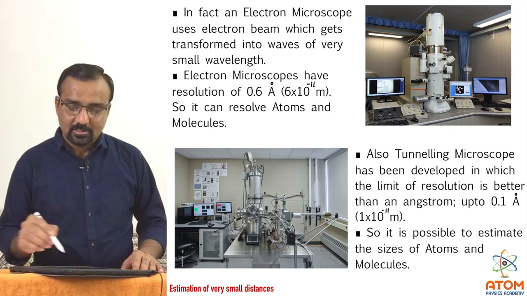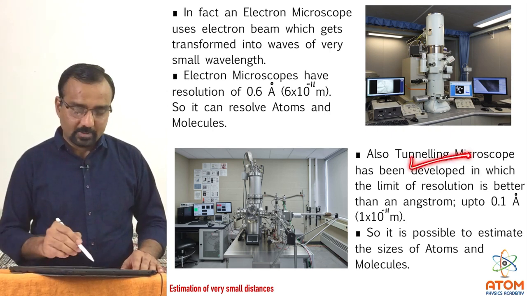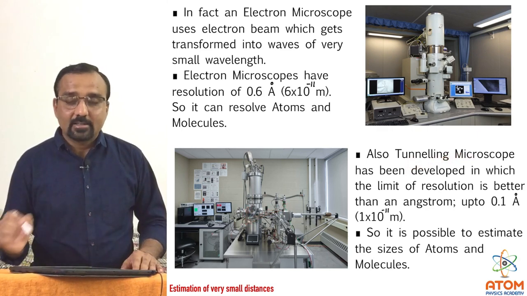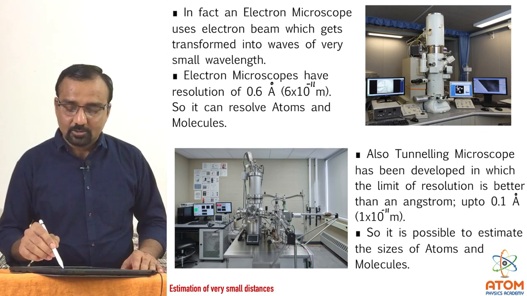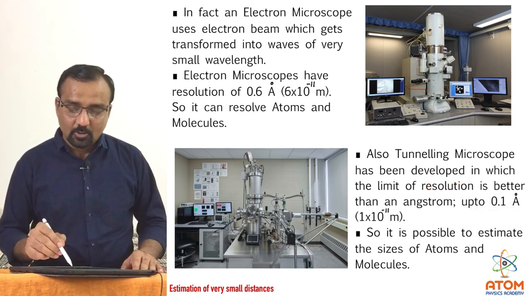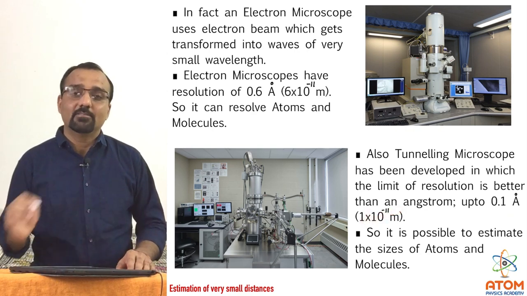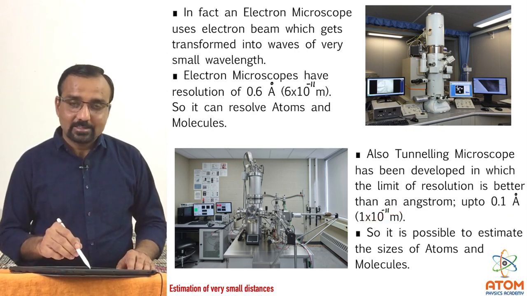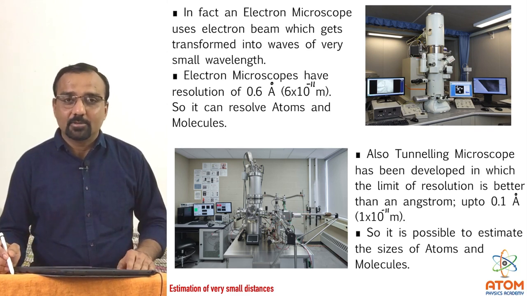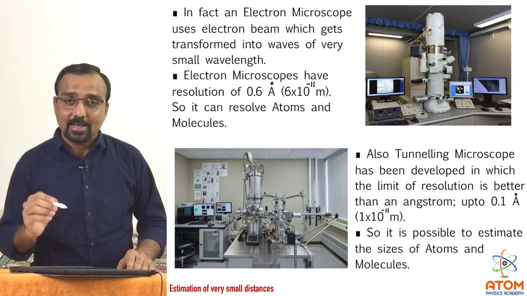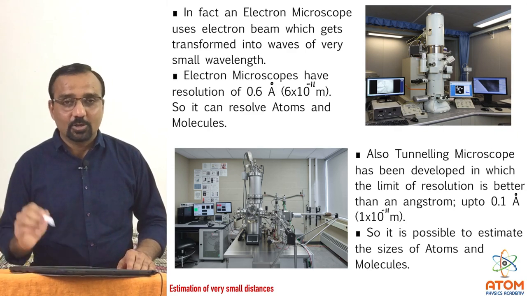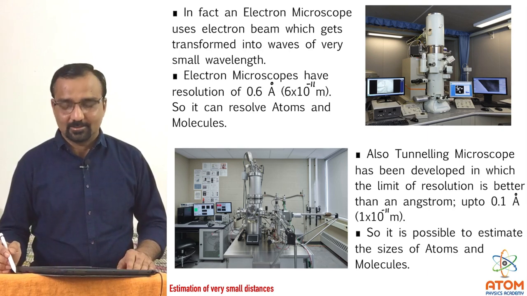Another option is the tunneling microscope. Here a figure of a tunneling microscope is shown. By tunneling microscope we can get a resolution of nearly 0.1 angstrom, that means 1 into 10 raised to minus 11 meter. So by this tunneling microscope you can measure up to 1 into 10 raised to minus 11 meter or something like that. That means this tunneling microscope can measure the size of molecules and atoms as well.